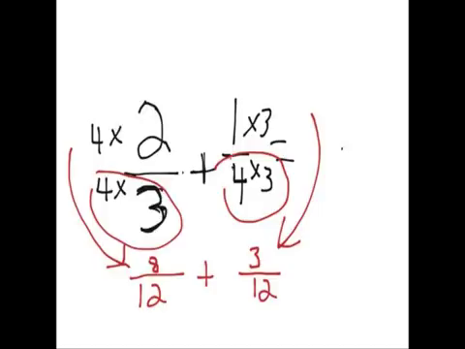Alright, so now we have numbers that we can actually add together. Remember, we keep the denominator the same, and we're just going to bring the denominator over, and on top of that we're going to add: what is 8 plus 3? 8 plus 3 is 11. So our new fraction is going to be 11 over 12. And so I hope that this helps you to add unlike denominators.